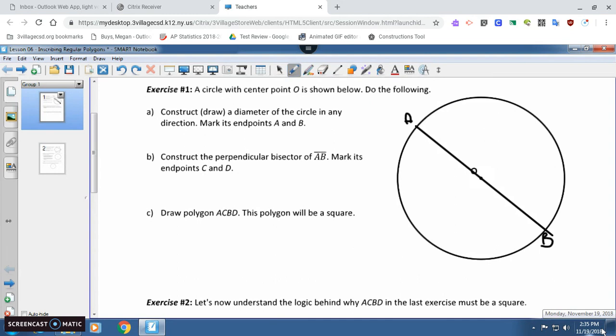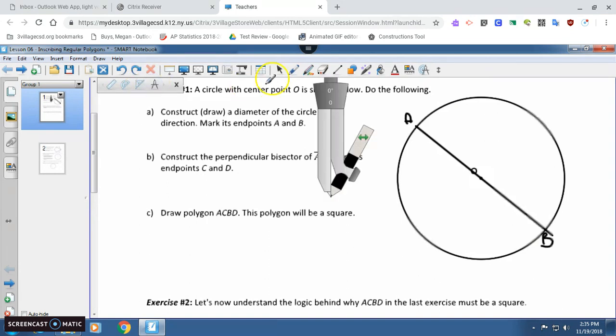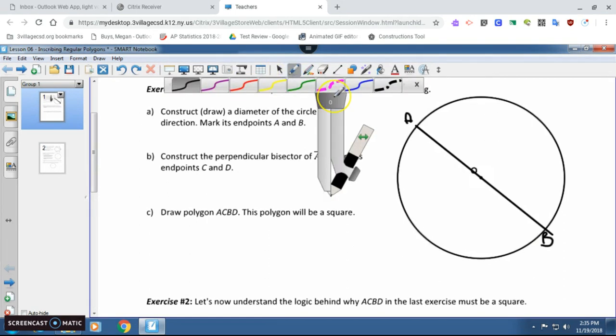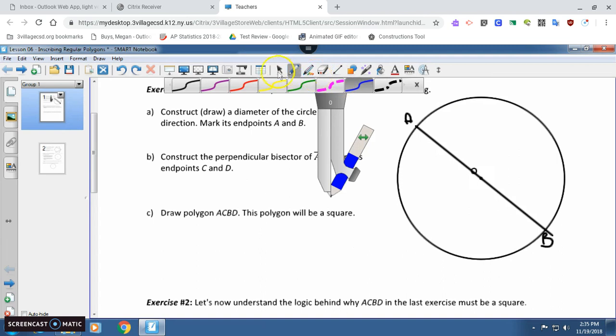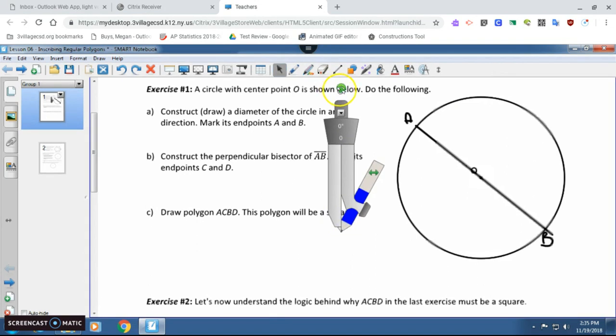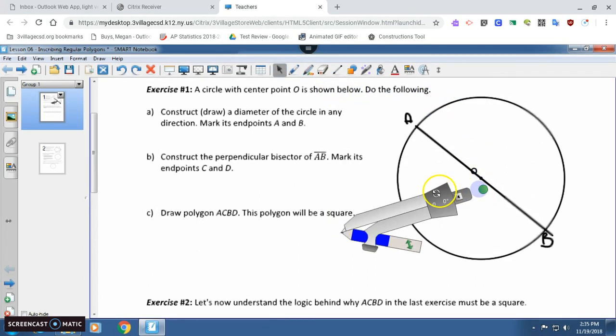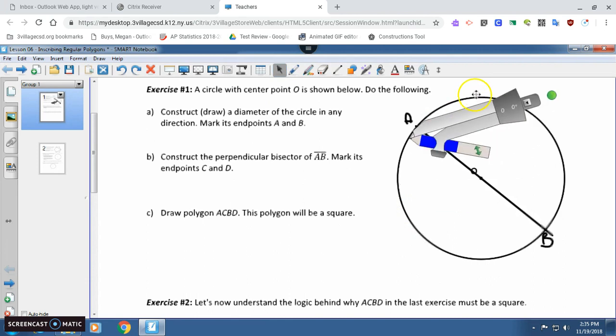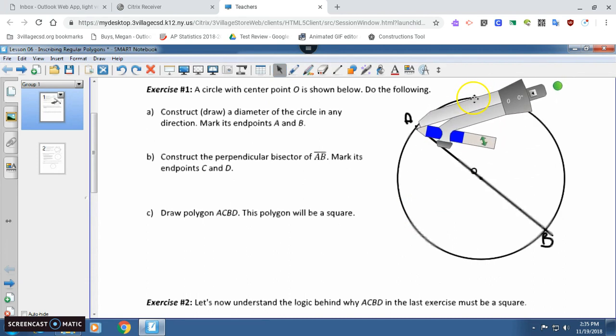Now that we have the 2 endpoints labeled, we're going to construct the perpendicular bisector of AB. A popular construction we've used so far this unit. Remember how it works. We start at either endpoint. I'm going to start at A, and if you chose to start at B, that is 100% okay. I'm going to position my compass with the clear piece here at A, and I want to stretch more than halfway.